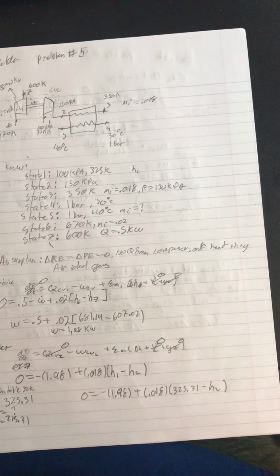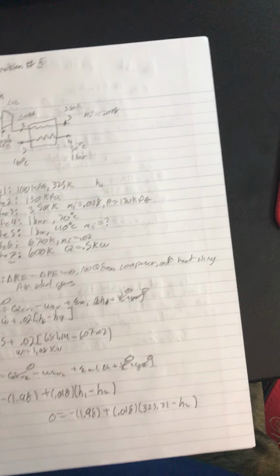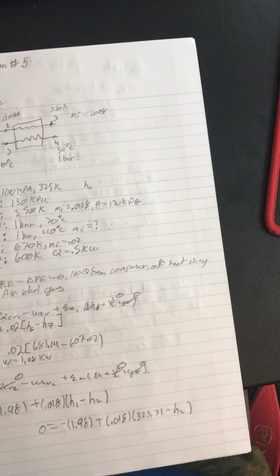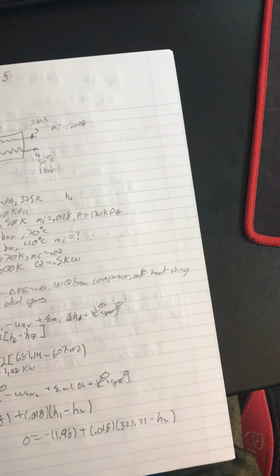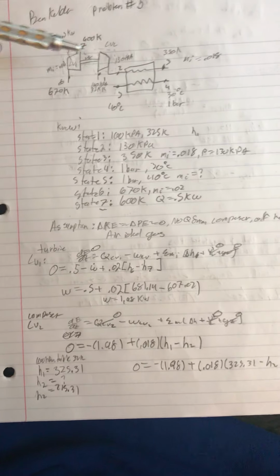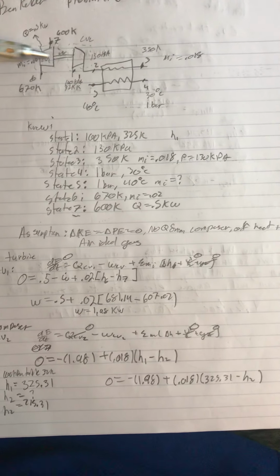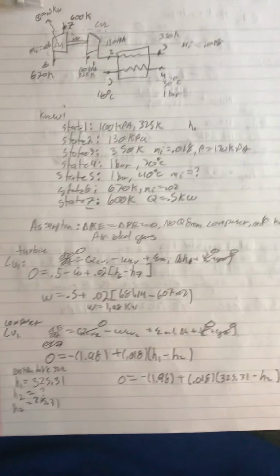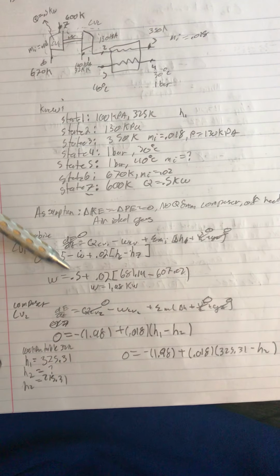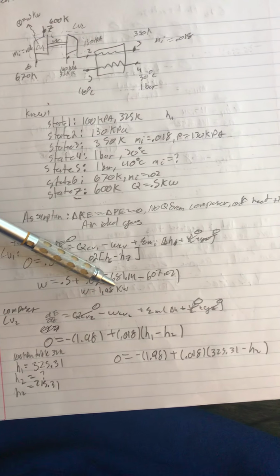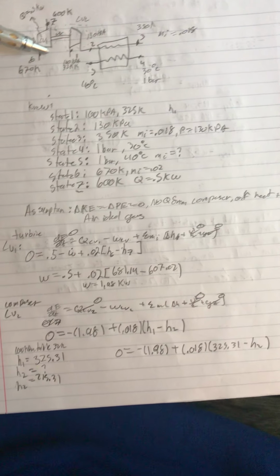The first CV that I took was the turbine, because I wanted to find the work going from the turbine to the compressor, since there's a big green bar between them, and why did you give us those two? So I used that and I found the work to be 1.98 kilowatts going from there to there.